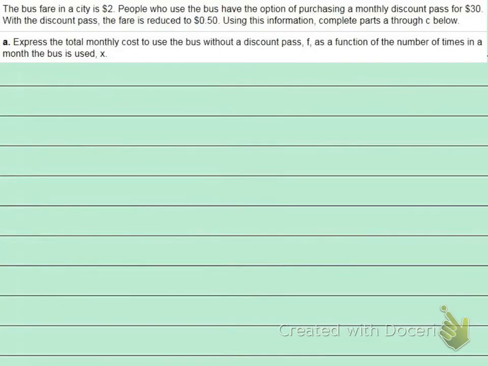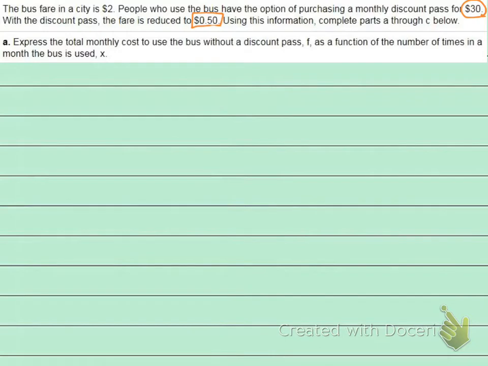So you ride the bus, and in this city it costs $2 every time you get on, which is a little more than it costs here in the city that Care forgot. And every time you ride, it's $2. But we have the option of purchasing a monthly discount pass. It's going to cost you $30 for this discount pass, and then all of your fares are going to be reduced down to 50 cents every time you step on. So is this a good deal for you?